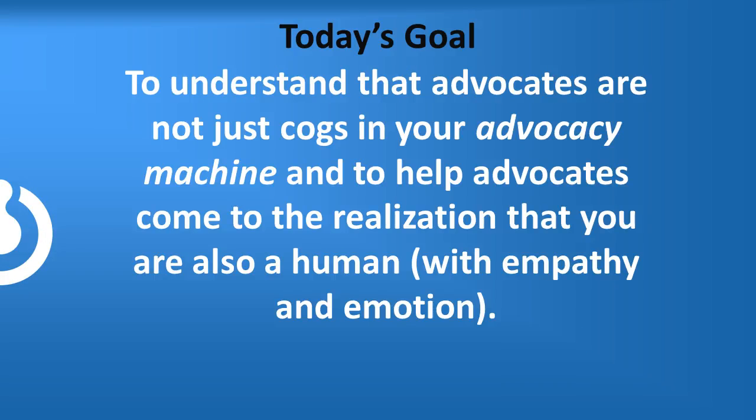Now I guess we should start by understanding the goal of today's class. The goal is a little bit different. At the end of the class, we want to come to the understanding that advocates are not just cogs in your advocacy machine. They are real people. And we want to help advocates also realize that you are a human. You have empathy and emotion. You are not just the hub admin. You are Denise, you are Holly, you are Jessica, you are Joe. You have names. You are not just the robot who is asking them to do things all the time. So that is today's goal.